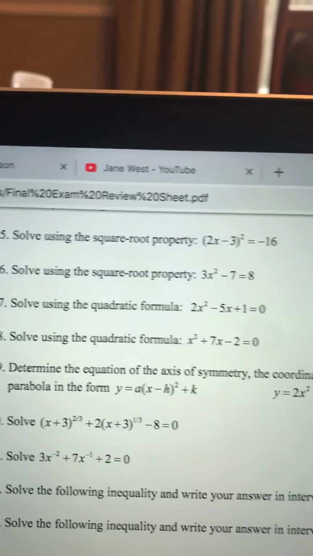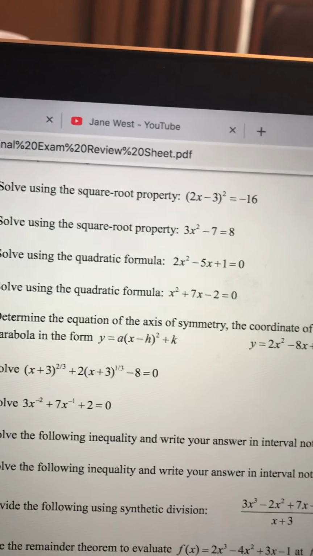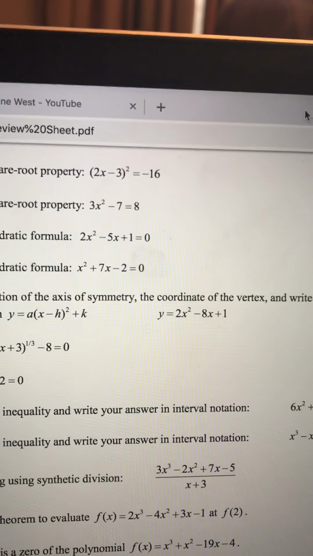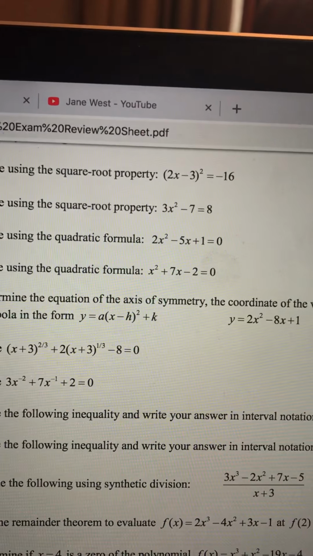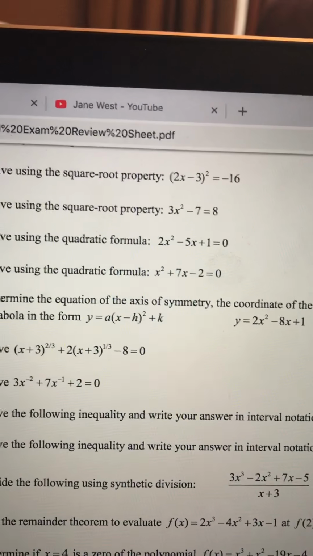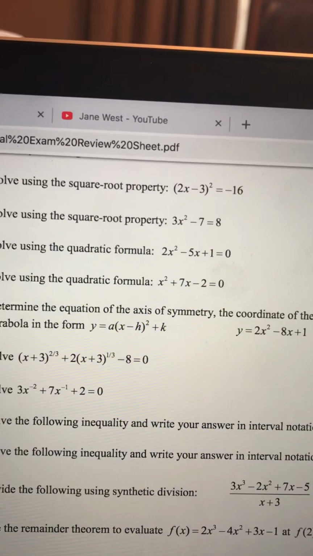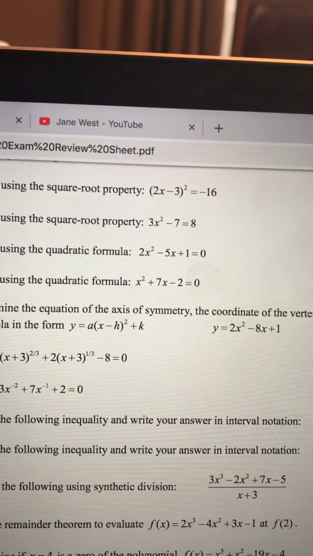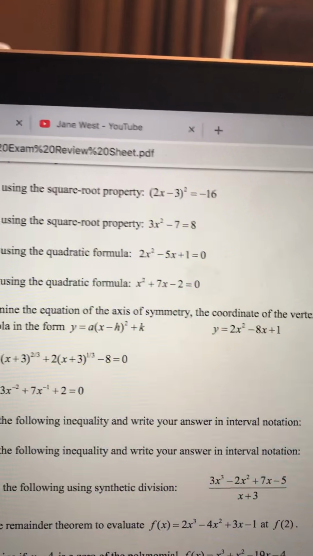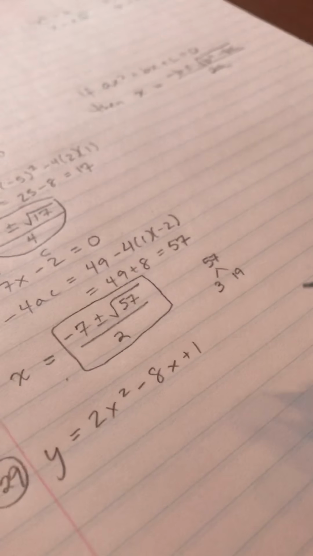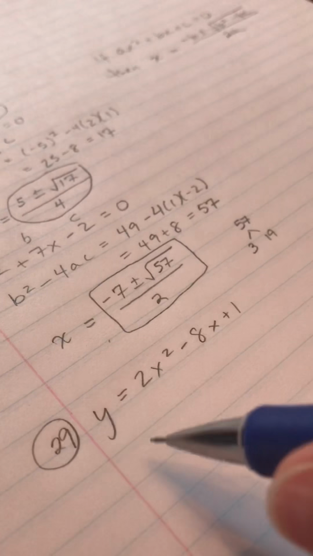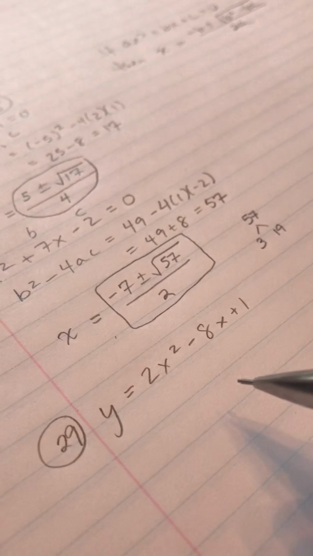All right, number 29. Determine the equation of the axis of symmetry, the coordinates of the vertex, and write the following parabola in the form y equals a times the quantity x minus h squared plus k. We've got this quadratic function now, y equals 2x squared minus 8x plus 1. First of all, you can do this on your calculator. You can graph it. I'll show you that as well.